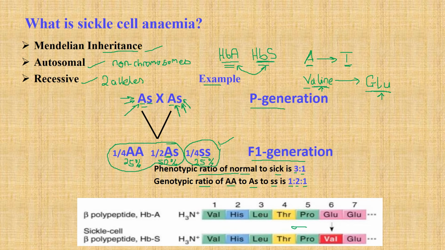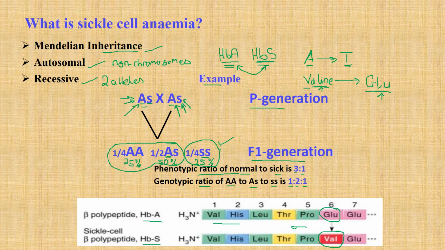If we come down here to this sequence diagram, we'll see that this first sequence is the sequence of normal hemoglobin A, and the one down here is the sequence of sickle hemoglobin. We see that at position 6 we have glutamic acid. When that mutation takes place, glutamic acid will be substituted by valine. That will lead to the sickle shape.